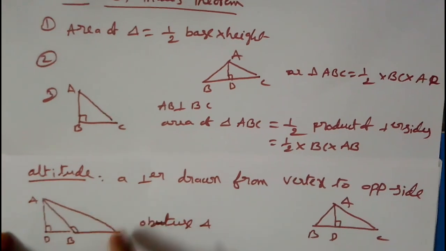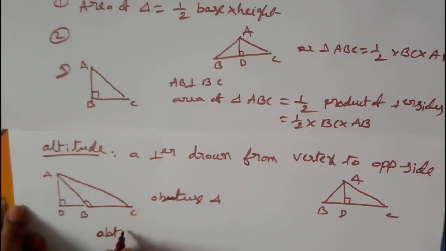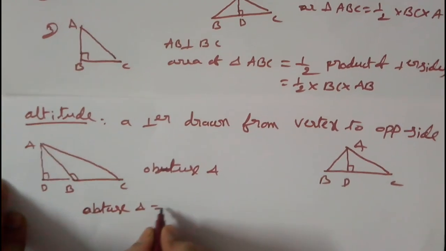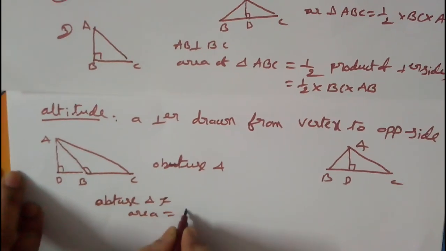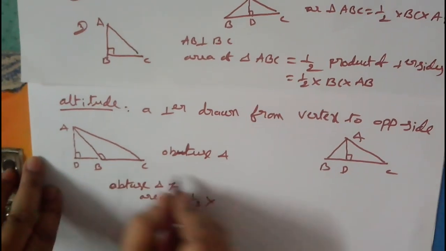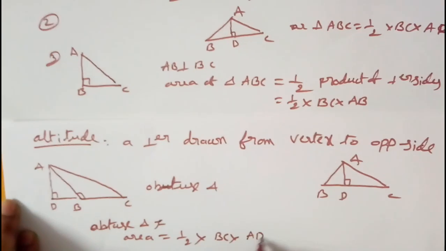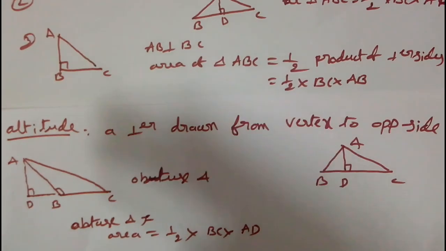Now for this obtuse triangle ABC, what is the area? Half into BC is the base. What is the altitude? AD is the altitude. Half into BC is the base, AD is the altitude. Here the altitude is outside the triangle.